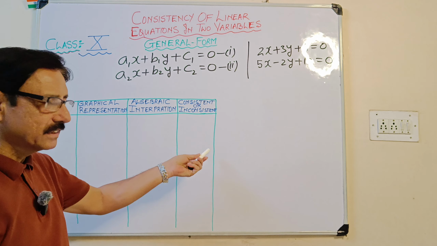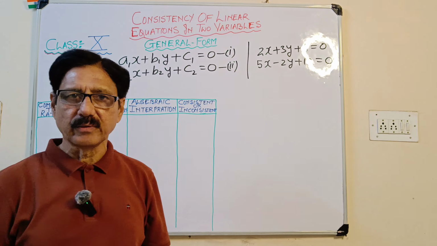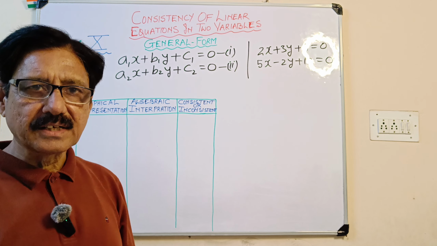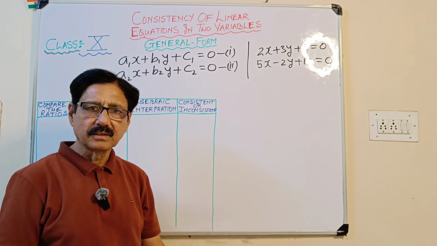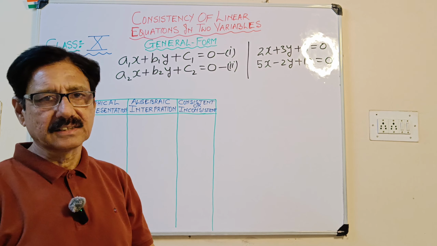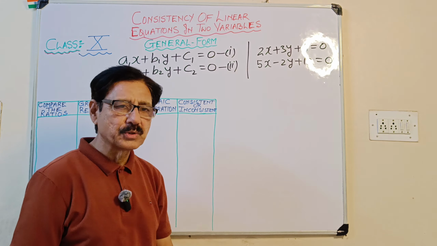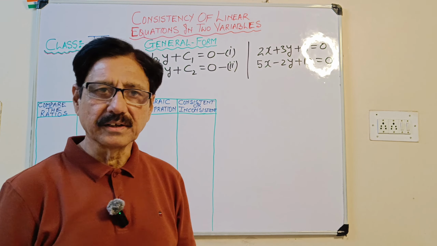And when you get the solution, as per that you can say whether the pair of linear equations is consistent or inconsistent. Consistent means if you find the solution, you will get the solution, that means they are consistent. And when there is no solution, then we can say they are inconsistent.